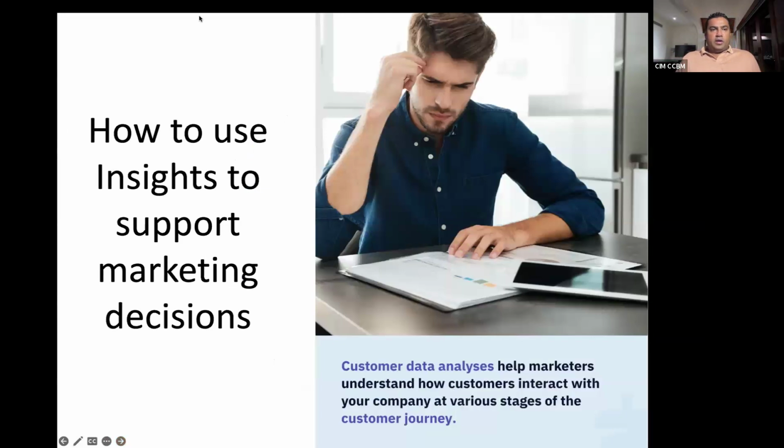Okay. So in business, there are many ways you can use insights to support marketing decisions. Customer data analysis would help marketers interact with the customer at various stages of the customer journey. So you have the customer's journey. If you go to an airline, right, the customer has to first go through the website to book an air ticket, right? That's one form of it. Otherwise, they have to go to a travel agent.